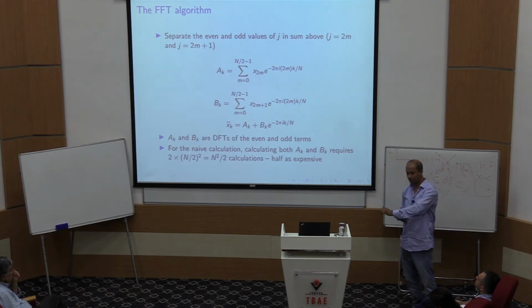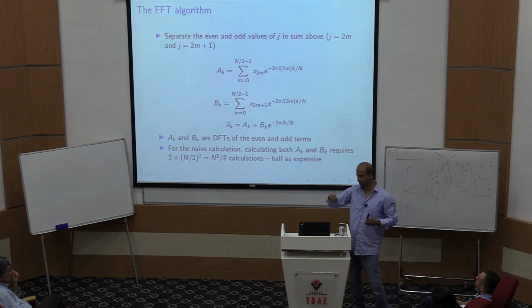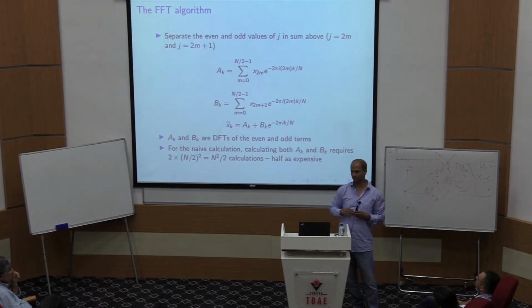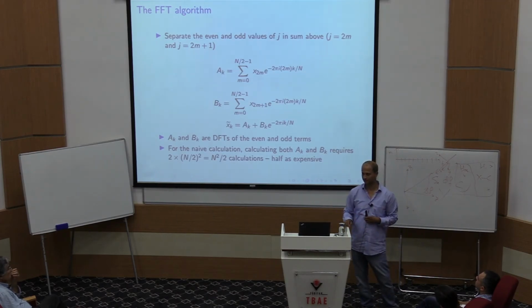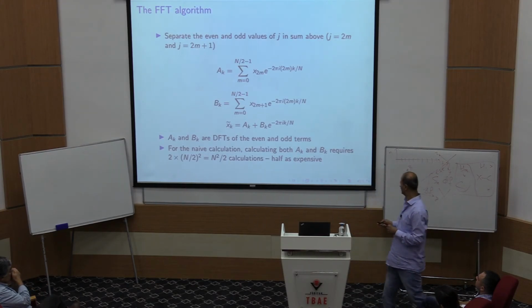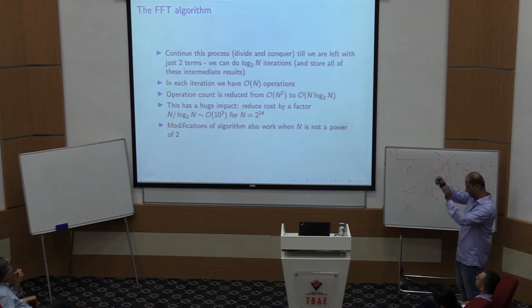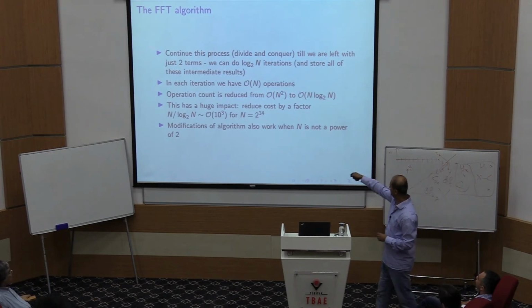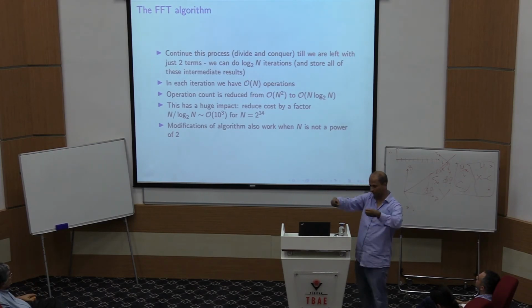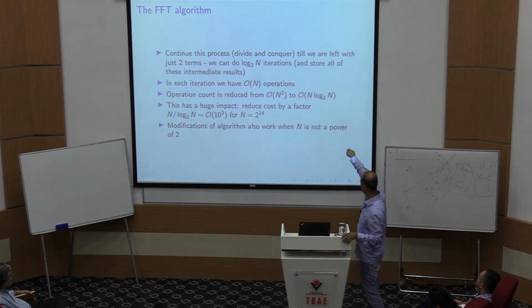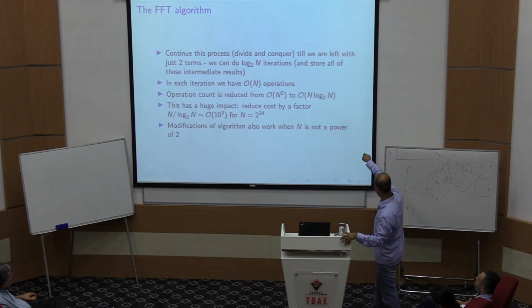Well, how many times can you do this? If the number of samples is 2 to the n, you can have n layers of this. And that's just the log to the base 2 of the number of samples. Clear? So in the end, by just repeating this process so many times, in each of these iterations you have n operations, of course, but you have only log of n repetitions of that. So what it means is that you reduced your operation count from order n squared to order of n times the log of n.